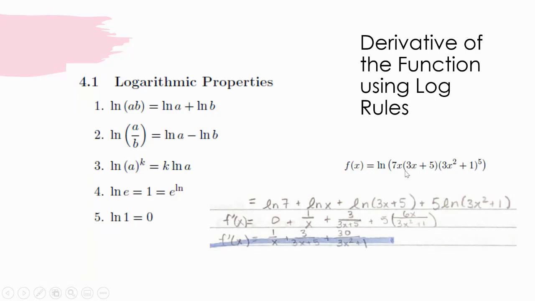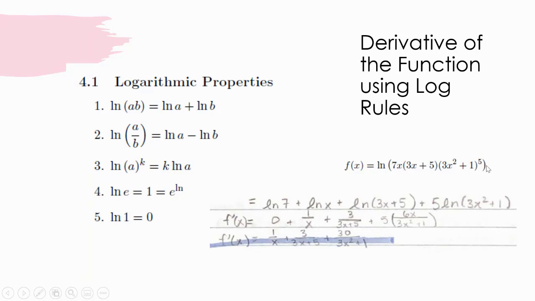Here we have the natural log of 7x times (3x plus 5) times (3x squared plus 1) to the exponent of 5. The first rule that we would apply here is number 1, since it's multiplied. You can separate it and do ln of 7, plus ln x, plus ln of (3x plus 5). You can't break down the 3, the x, and the 5, because they're all in parentheses. Unlike 7 and x, which have no parentheses around them, so you can do ln 7 plus ln x.